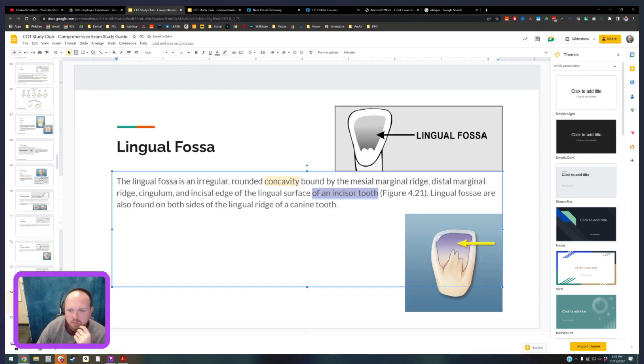Bound by the mesial marginal ridge. All right, that's fairly straightforward. The lingual fossa is an irregular rounded concavity bound by... so basically the concave lingual surface of the incisors, where it's bound by a ring around the outside edge of it that is not porcelain.